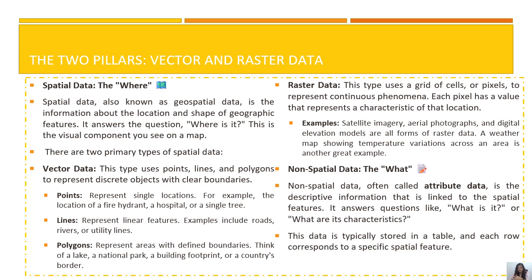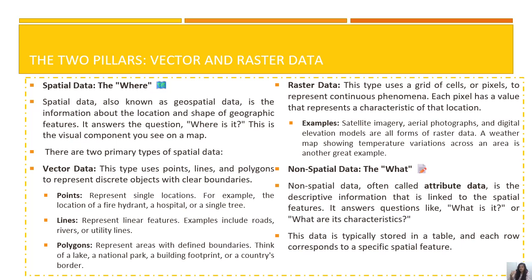Next comes raster. Raster is a type of dataset that deals with grids of cells, or pixels, and it represents a continuous phenomenon. These pixels have one characteristic for a particular location. For example, a satellite image, an aerial photograph, or a digital elevation model are all examples of raster data. A weather map showing temperature variations across an area is another of the best examples.